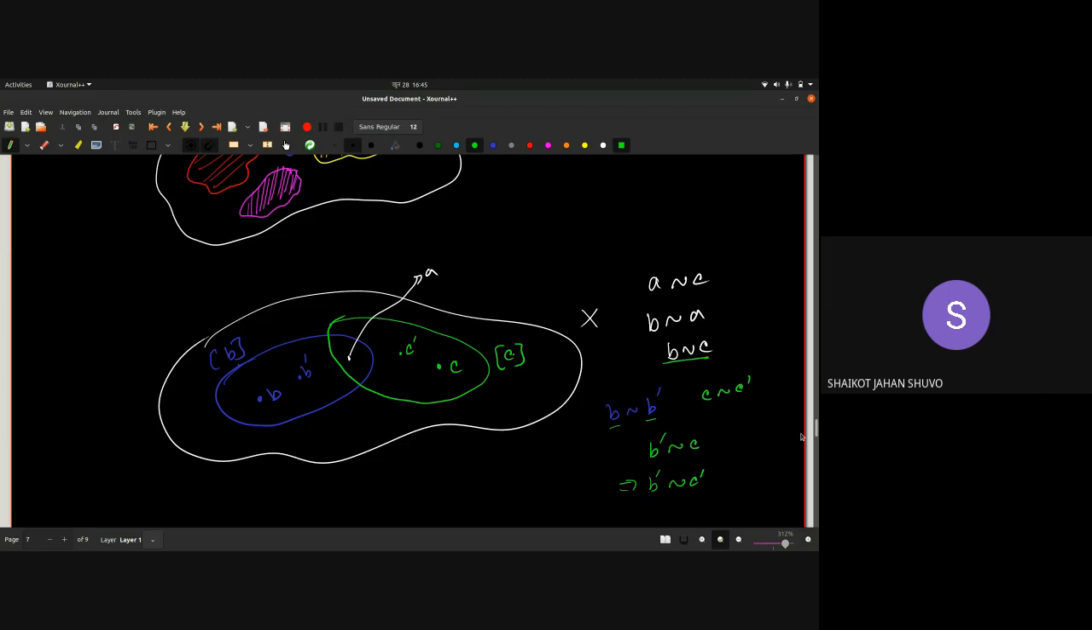If these two intersected, then they would not actually be distinct. The reason is, let's say there is some special point that lies in the intersection of these two subsets.